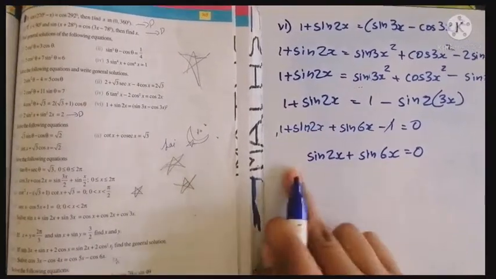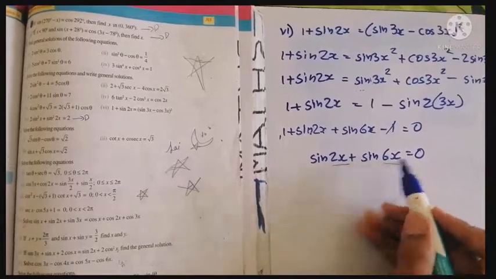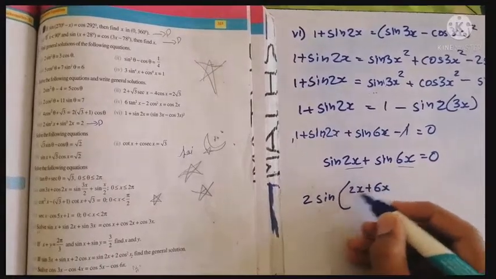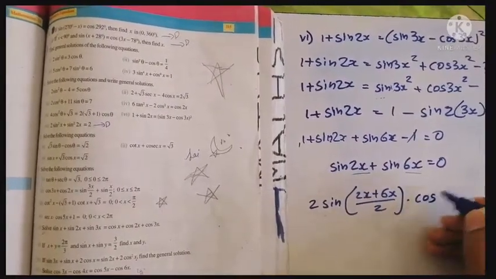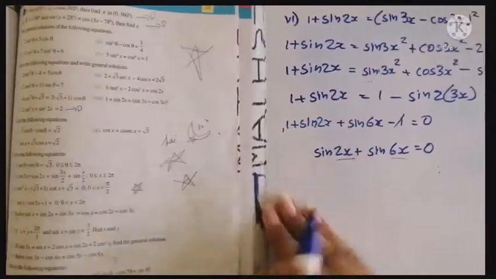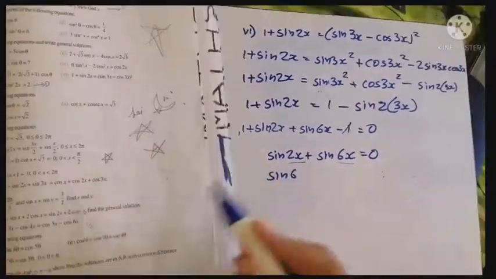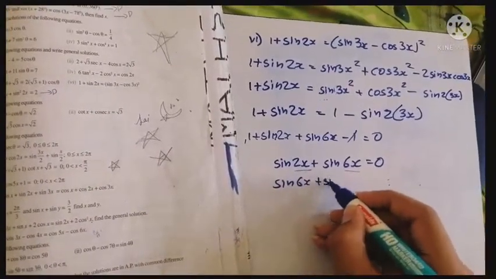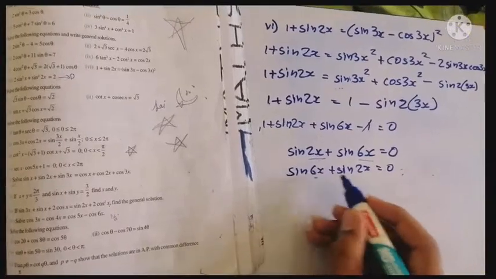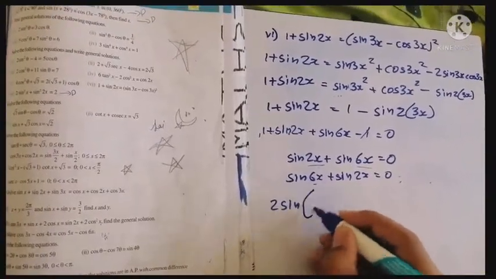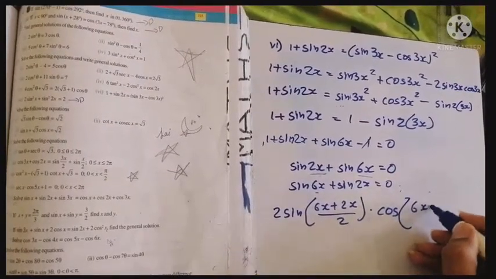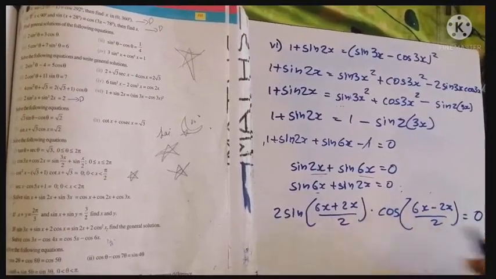So now we have the form of the sin c plus sin d formula. So what is sin c plus sin d? 2 sin of (c plus d) by 2 into cos of (c minus d) by 2. So we can write this as sin 6x plus sin 2x equals 0, because it's an addition, it becomes easy to calculate. So sin c plus sin d is 2 sin (c plus d) by 2 into cos (c minus d) by 2 equals 0.